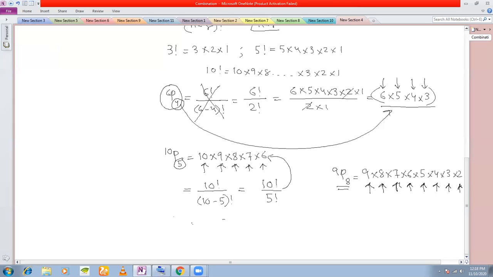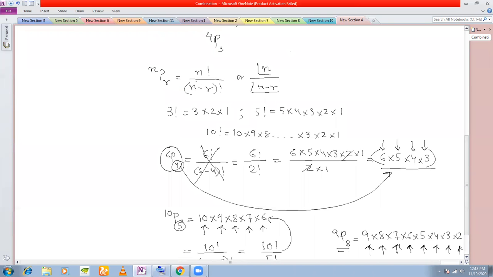Suppose you want to calculate 5p2. How will you calculate? 5 into 4 simply, because here you have a 2, so you'll get only 2 terms. That is how you calculate nPr. However, the formula for nPr remains, and you will have to remember this formula if a direct application of this formula comes. Normally we use the shortcut.